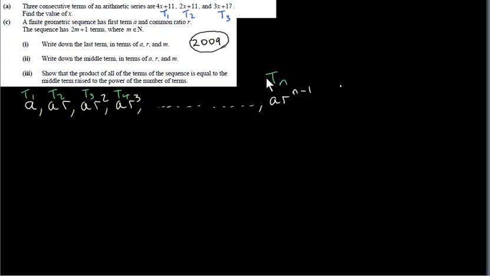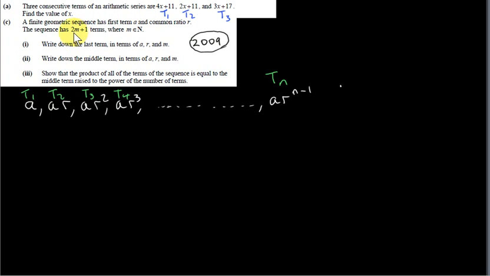If you've forgotten how to get the nth term, you can find a pattern fairly quickly. T1 is a, T2 is ar, T3 is ar squared, T4 is ar cubed. We can see that the power of r is 1 less than the subscript of t. Or if you like, if the subscript of t is n, then the power is 1 less than n, which is n minus 1. So the nth term, tn, is ar to the power of n minus 1.